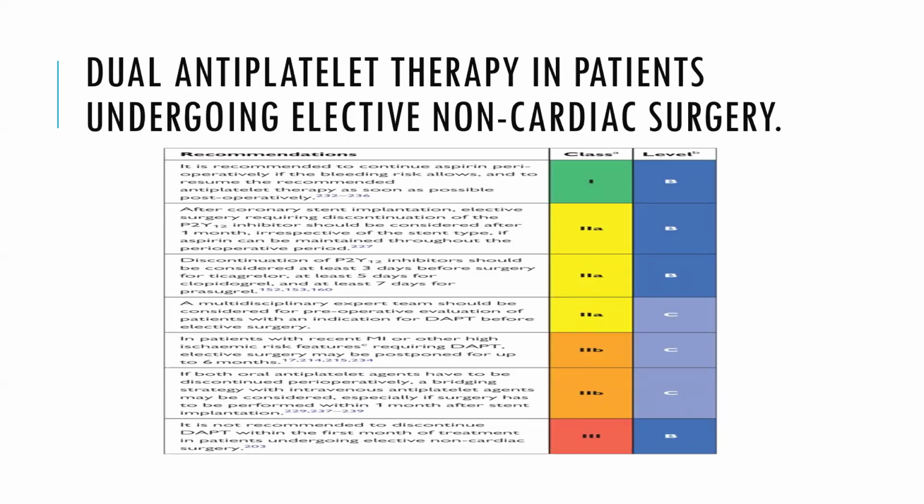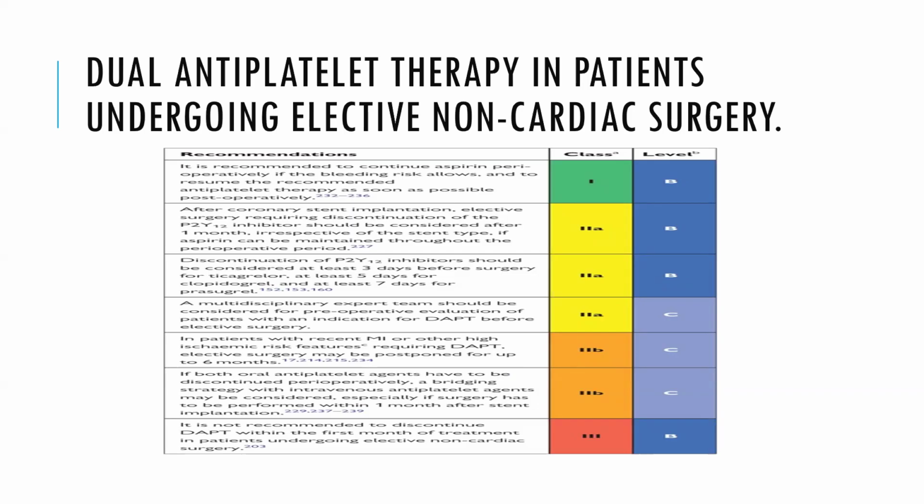Now, for patients undergoing elective non-cardiac surgery, this is very important because for patients that have a stent in place and need another surgery, an elective surgery, what should we do in that situation? It's recommended to continue preoperatively if the bleeding risk allows, and to resume the recommended antiplatelet therapy as soon as possible postoperatively. After coronary stent implantation, that's a class 1B recommendation. After coronary stent implantation, elective surgery requiring discontinuation of the P2Y12 inhibitor should be considered after 1 month, irrespective of the stent type.